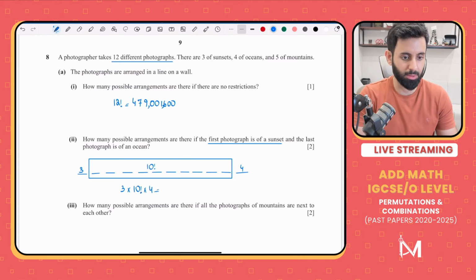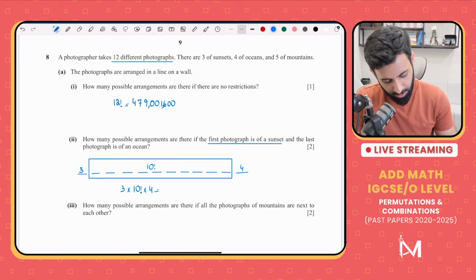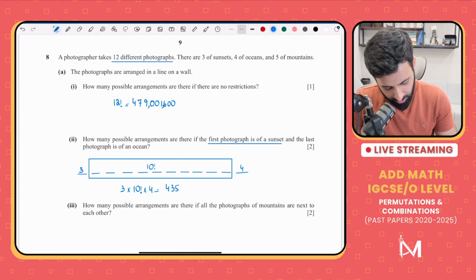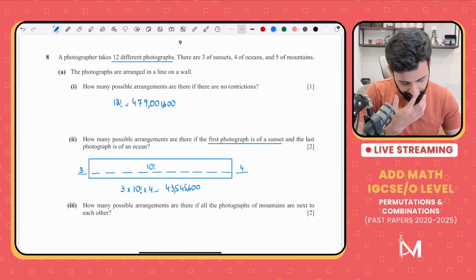Let's see what's that equal to. So 3 times 10 factorial times 4 is, once again, a huge answer: 43,545,600.